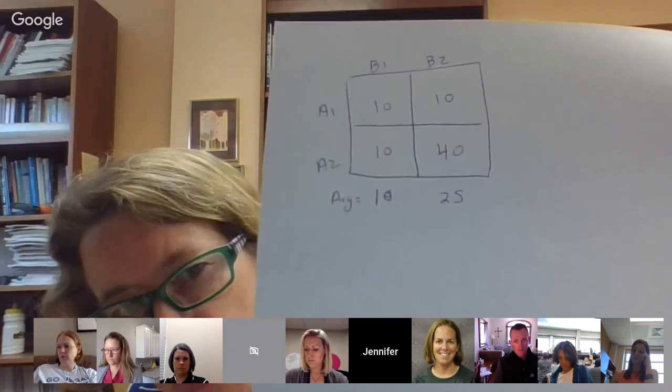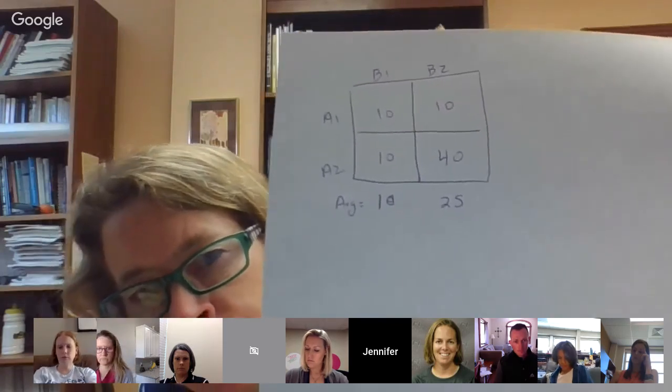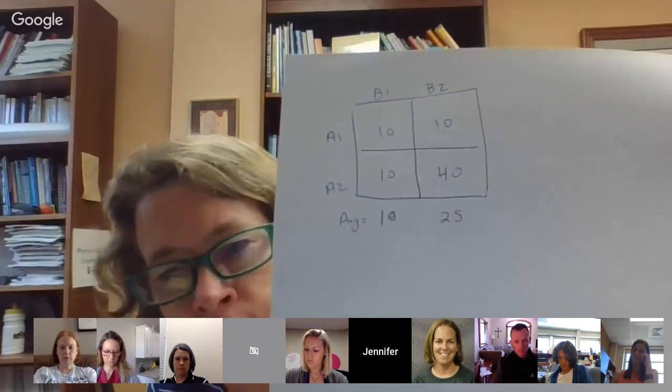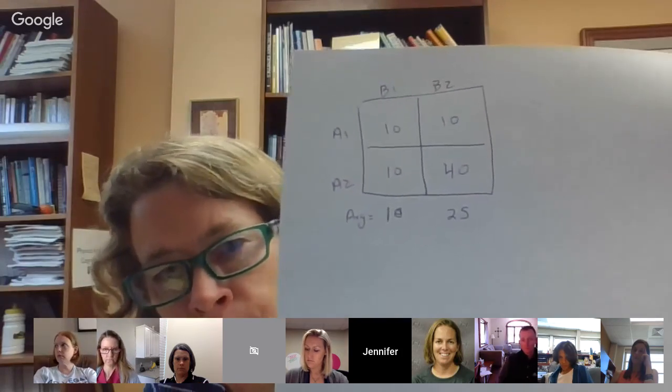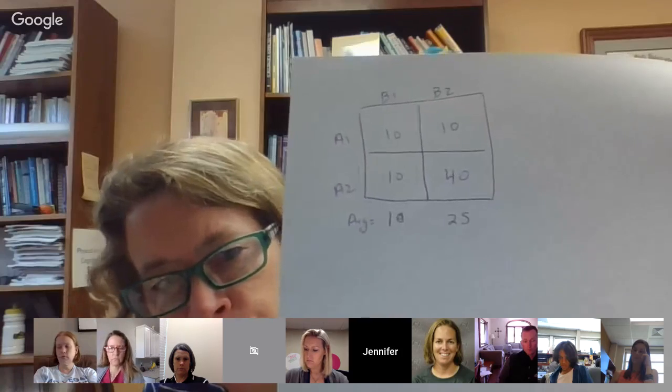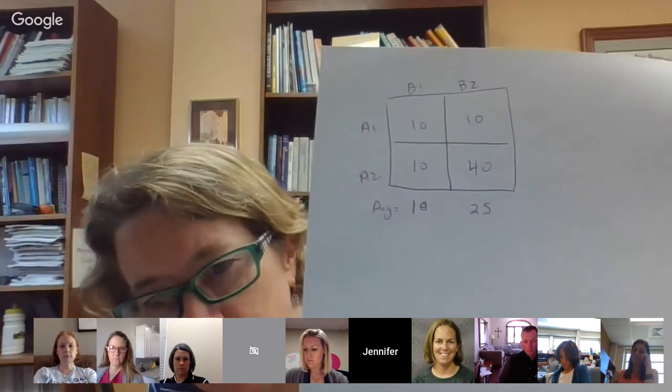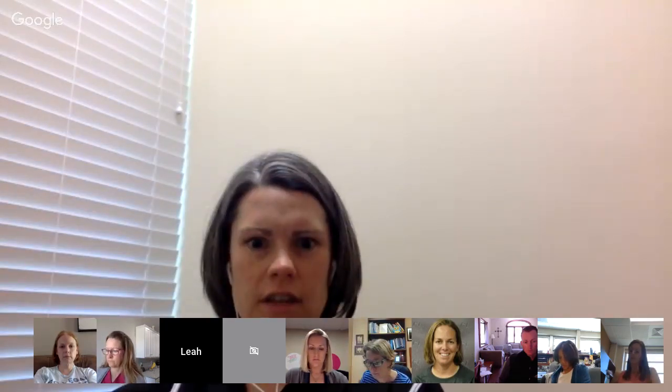So I think graphing the cells, if you were given this data, is the easiest way to see the interaction. But then calculating these averages for the main effects is probably the easiest way to see the main effects. And so if the average is the same between like B1 and B2, there isn't a main effect.